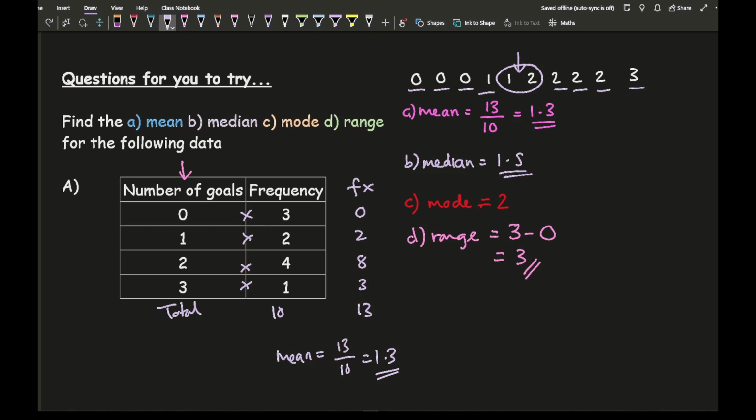We can then see that the median number is going to be our 5th number, and it's going to be between 1 and 2, and that's going to give us 1.5. And then the mode is the number with the highest frequency, which is 2, and then the range is just the last number in the first column, take away the first number in the first column, and that's 3 take away 0, which gives us 3.